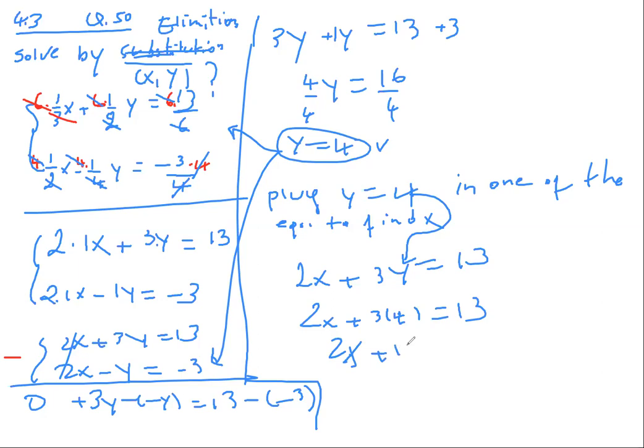2x plus 12 equals 13. Then subtract 12. Wait, pause, Professor, where did you get 12 from? 12 is 3 times 4. When you substitute, you multiply, so 2x equals 1. What's the final step here? To get the x, what is the last step? What do you do to get the x by itself?